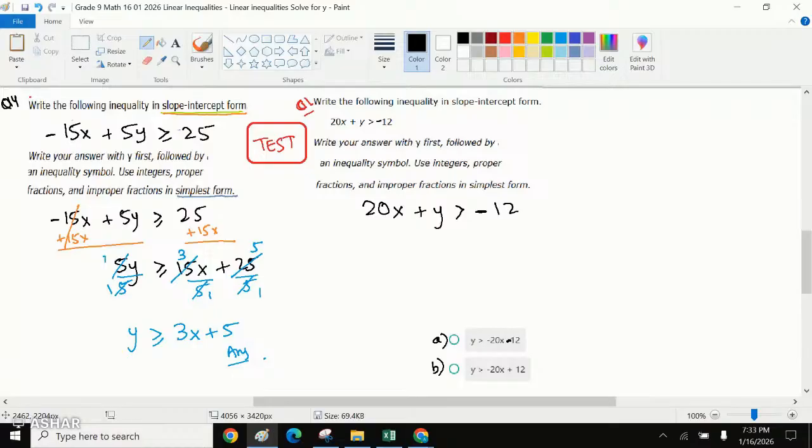We see a negative 12, but over here we see a positive 12. It cannot become positive because we are not changing the sign for the constant. Agreed? We are only changing the sign for the variable. That means anything with a positive 12 will not be the answer. Let's confirm. We subtract 20x on either sides. So can we say y is greater than minus 20x minus 12? That would be option number A. That is our correct answer.